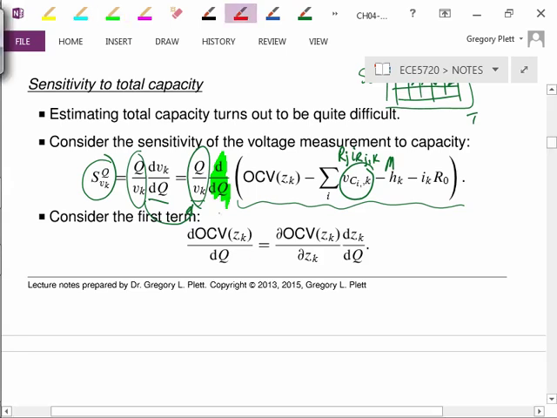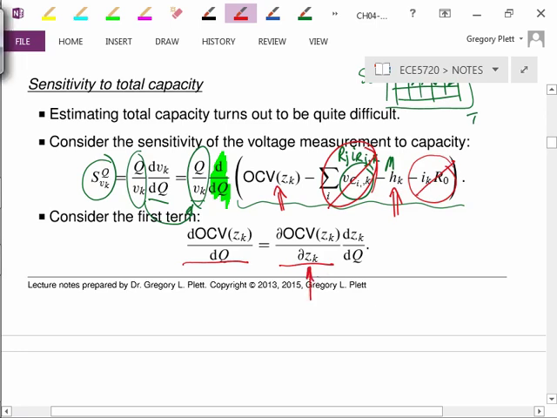So when I take derivative of I times R0 with respect to capacity, that's gone. There's no impact there. There's no impact there. However, we do see some impact here and here. So let's look at the first term. The total derivative of OCV with respect to capacity is, by the chain rule, the partial derivative of OCV with respect to state of charge times the total derivative of state of charge with respect to capacity.